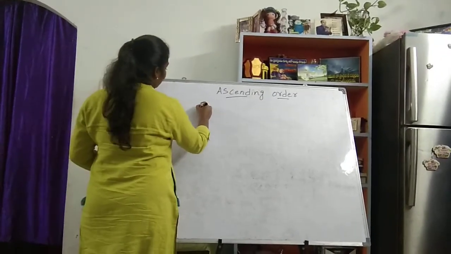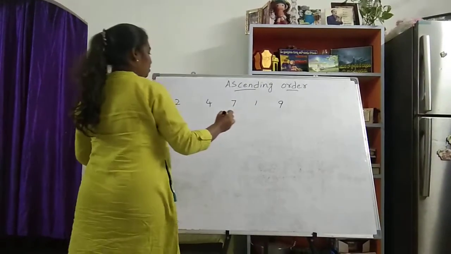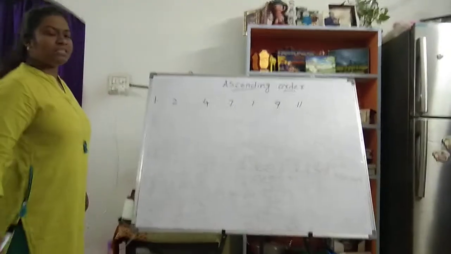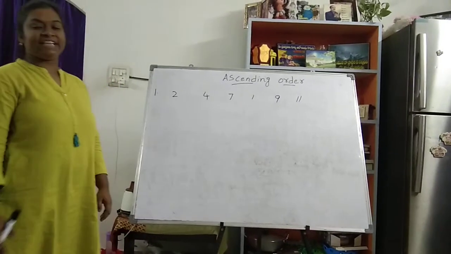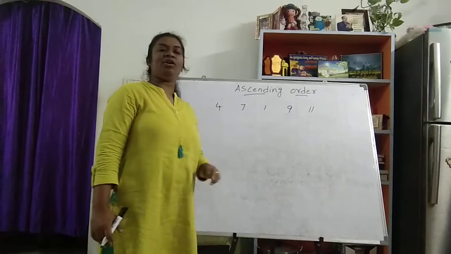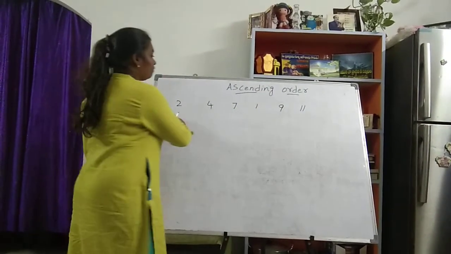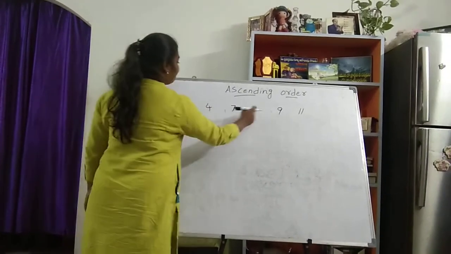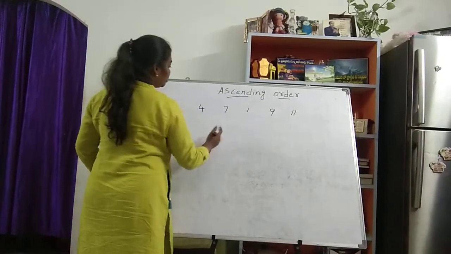2, 4, 7, 1, 9 and 11. These are few numbers. Now I have to arrange these numbers in ascending order. How do I arrange? What I told you, ascending order is writing the numbers from small number to the bigger number. Which is a smaller number? 1 is the smaller number.